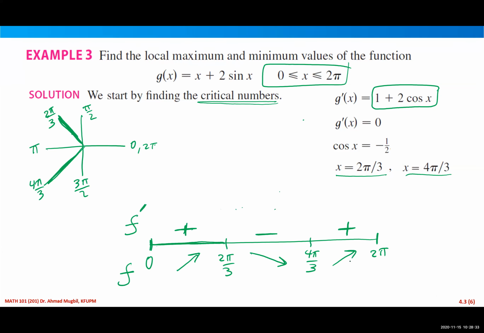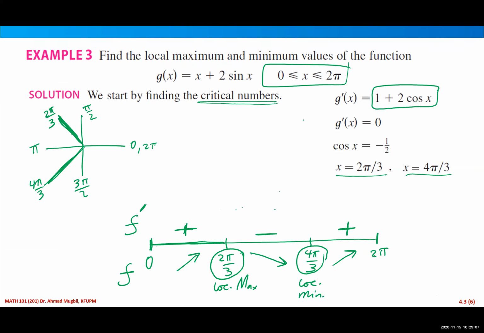Now you can decide, Shabab, do we have a maximum or minimum here? I'm talking about local. So here we have a local maximum, because it is increasing and then decreasing. Positive, then negative. And if it changes from negative to positive, it will be a local minimum.